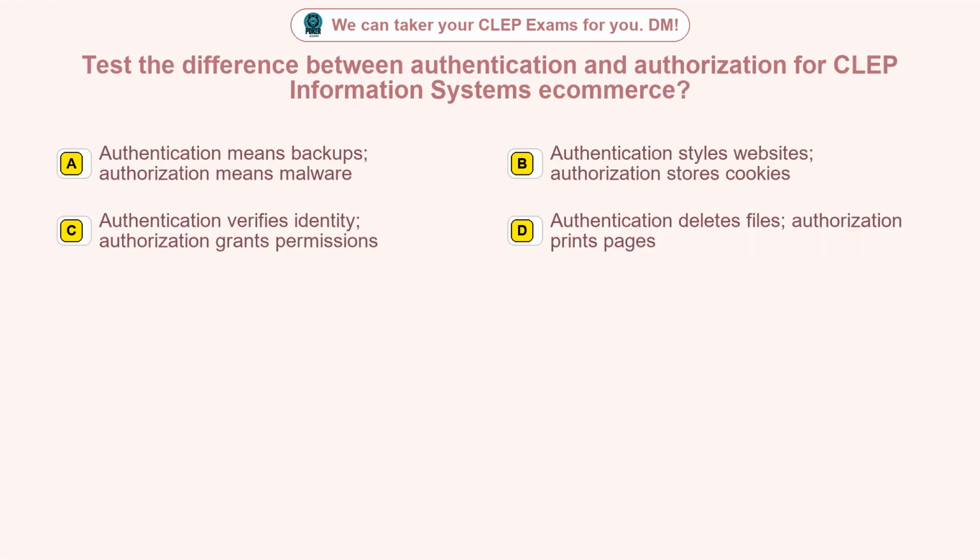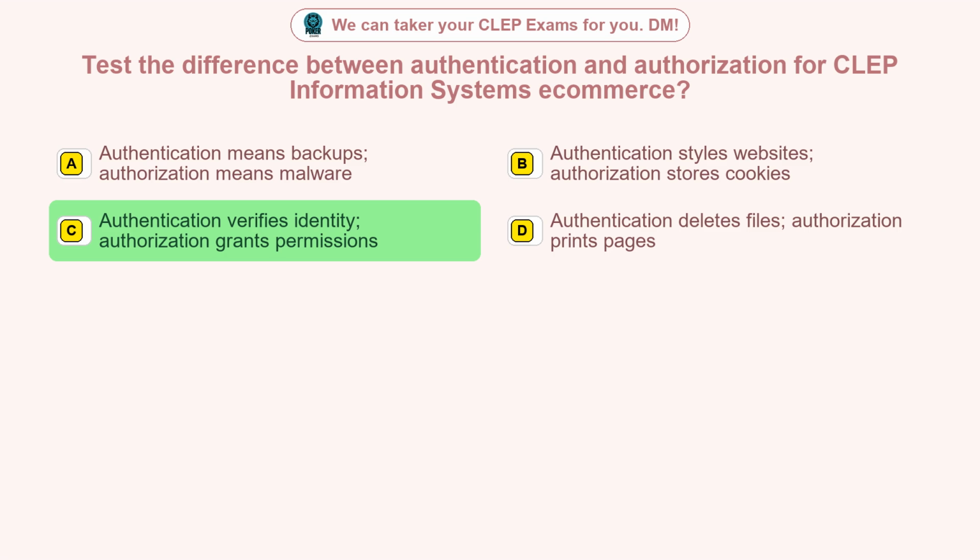Question 46. Test the difference between authentication and authorization for CLEP Information Systems Ecommerce. Option A. Authentication means backups, authorization means malware. Option B. Authentication styles websites, authorization stores cookies. Option C. Authentication verifies identity, authorization grants permissions. Option D. Authentication deletes files, authorization prints pages. The correct answer is option C.